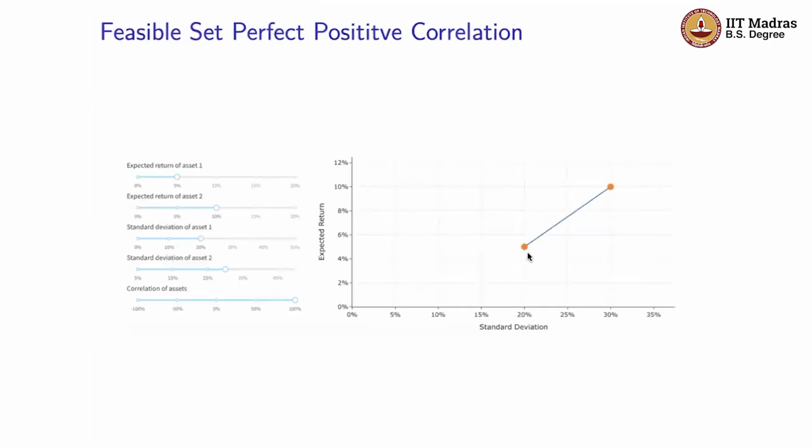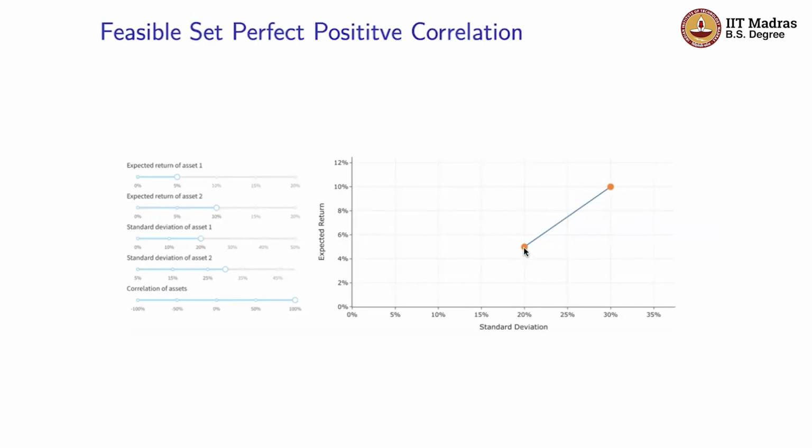So the first thing to do is to plot the two assets. The first asset is going to have a point which is 5%. Remember, expected return is on the y-axis and standard deviation is on the x-axis. So you have 5%, and the standard deviation is 20%.